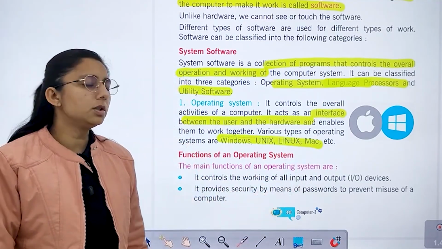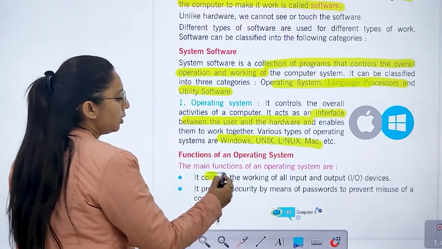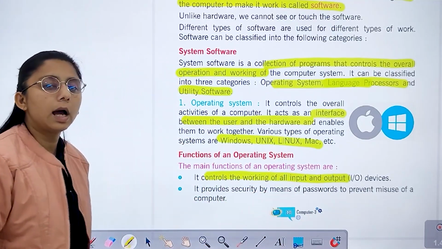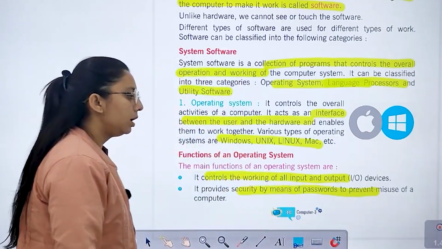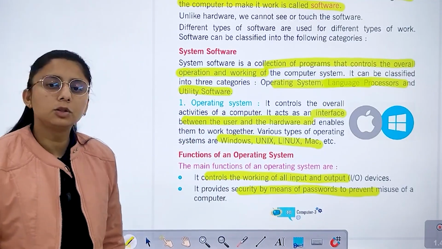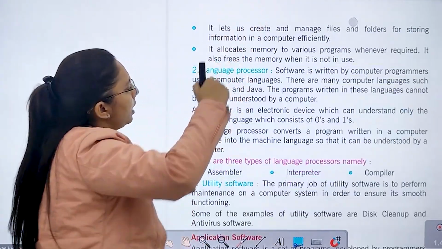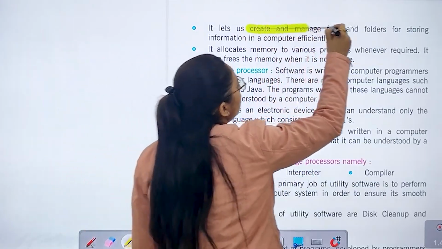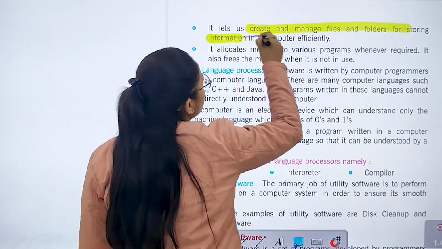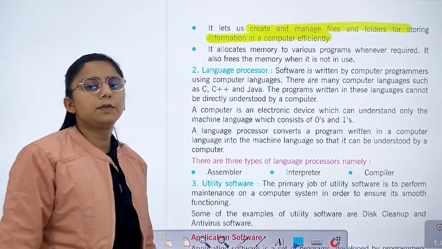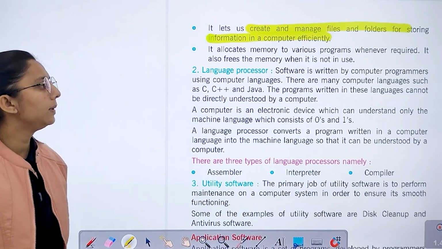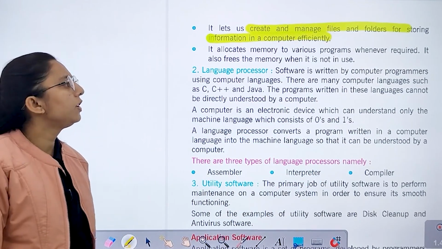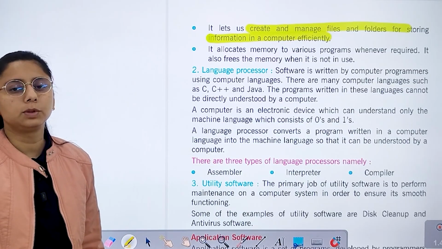Now what are its functions? It controls the working of all input and output. Next, it provides security by means of a password so that you may prevent misuse of the computer. It lets us create and manage files and folders for storing information in a computer efficiently. Next, it allocates memory to various programs whenever required. It also frees the memory when it's not in use.